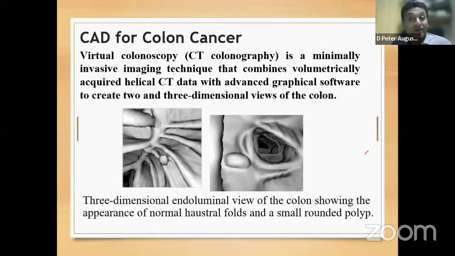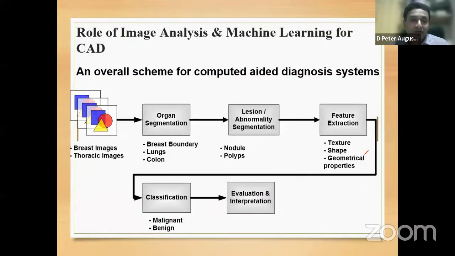Colon cancer is a common thing now. You might have heard about it. Many people are affected by this abnormality of colon cancer, and we can look at how to handle the images. The steps are organ segmentation of the breast and thoracic images, then lesion abnormality segmentation, then feature extraction, then classification, and evaluation and interpretation. This is our area. Feature extraction and segmentation is, of course, itself a big challenge.